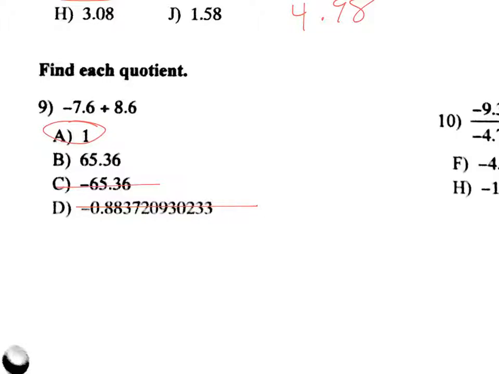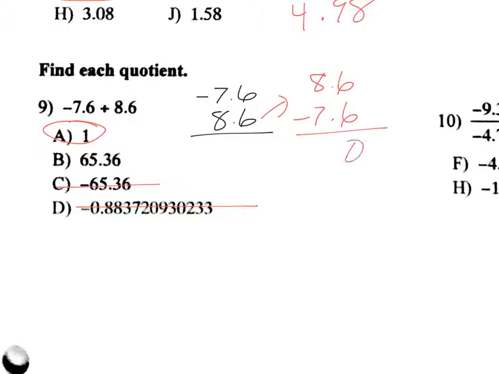Now again, vertically you would have negative 7.6 and 8.6. But see, I don't like that. So whenever I'm doing these, and I know it's subtraction because the signs are different, I'm actually going to rewrite it. Larger number on top, smaller number on bottom, then subtract straight down, and you get 1.